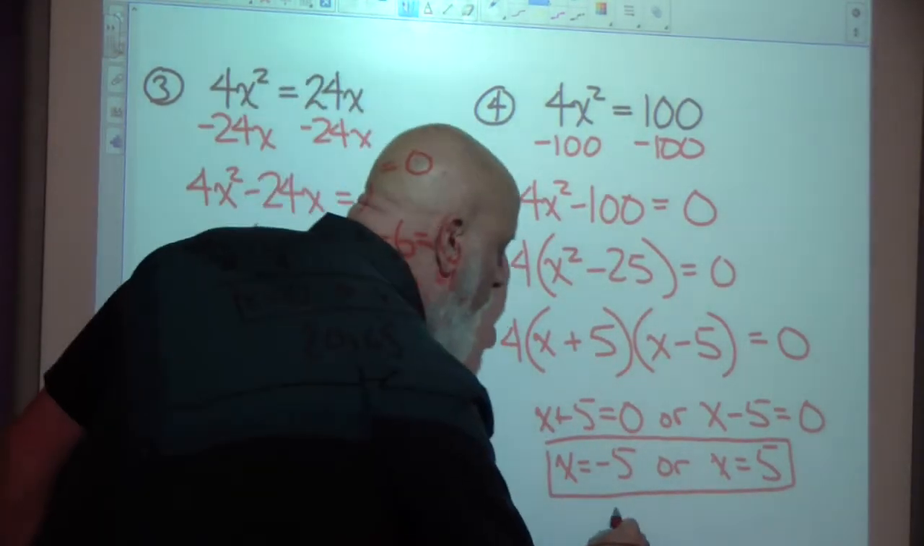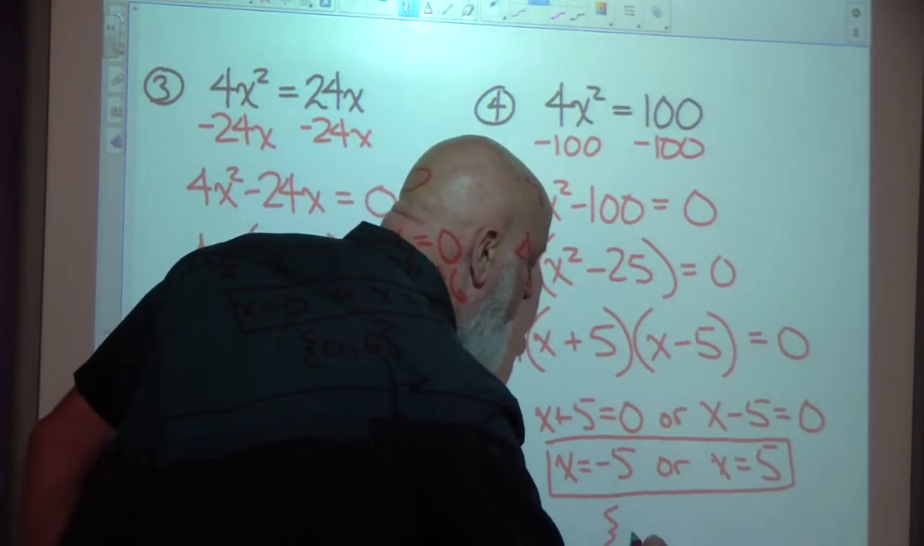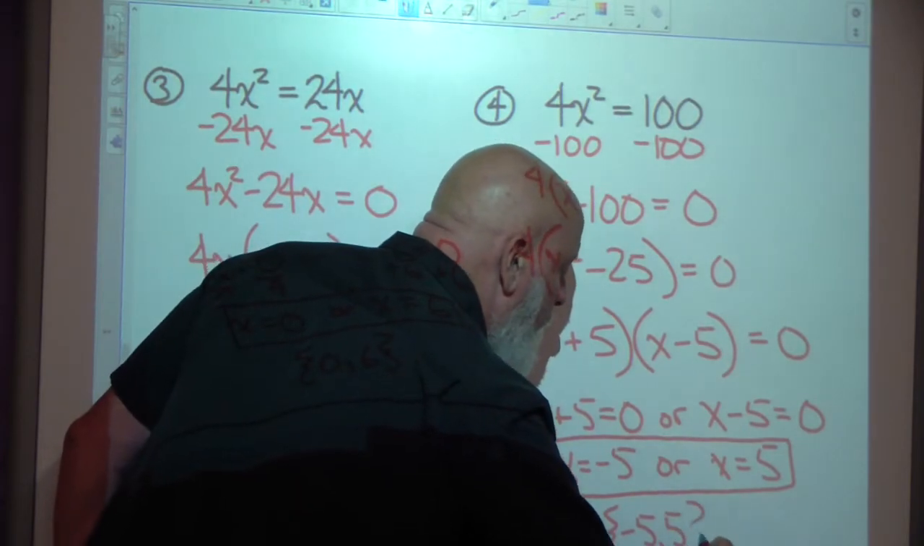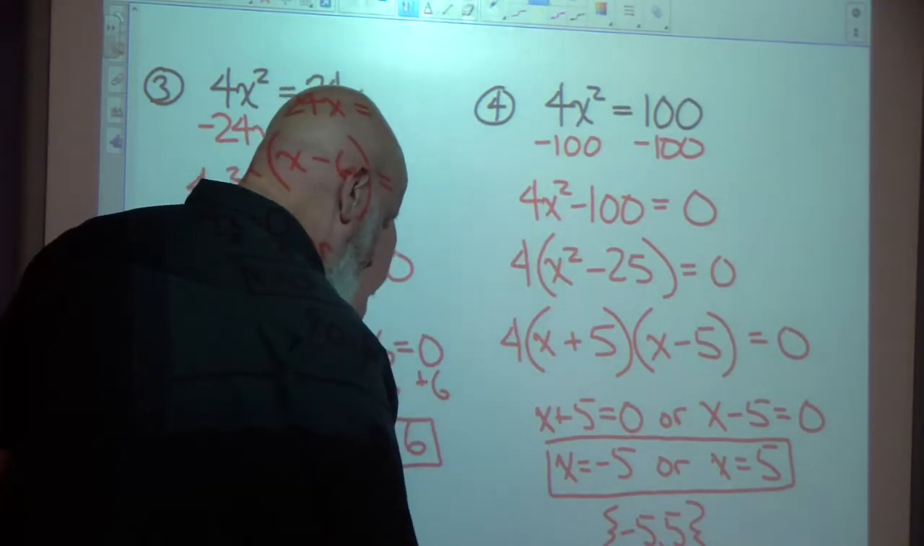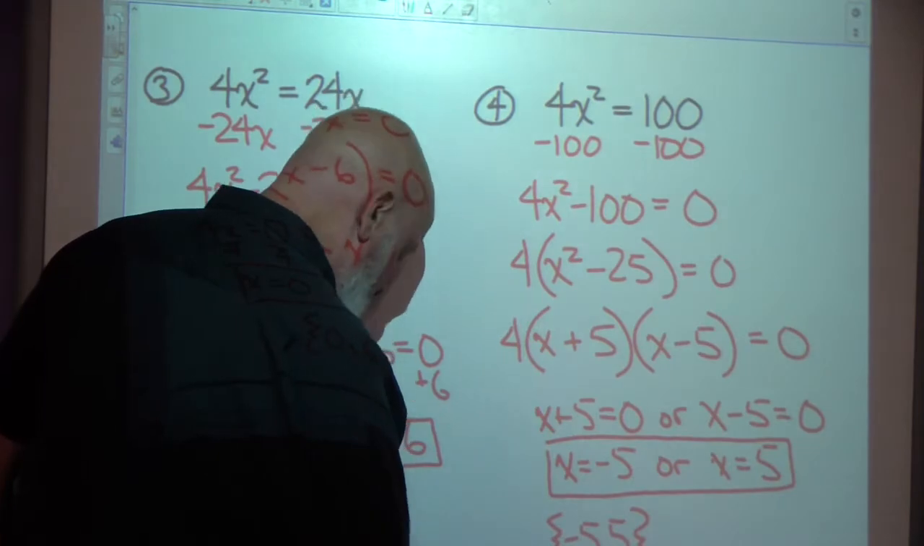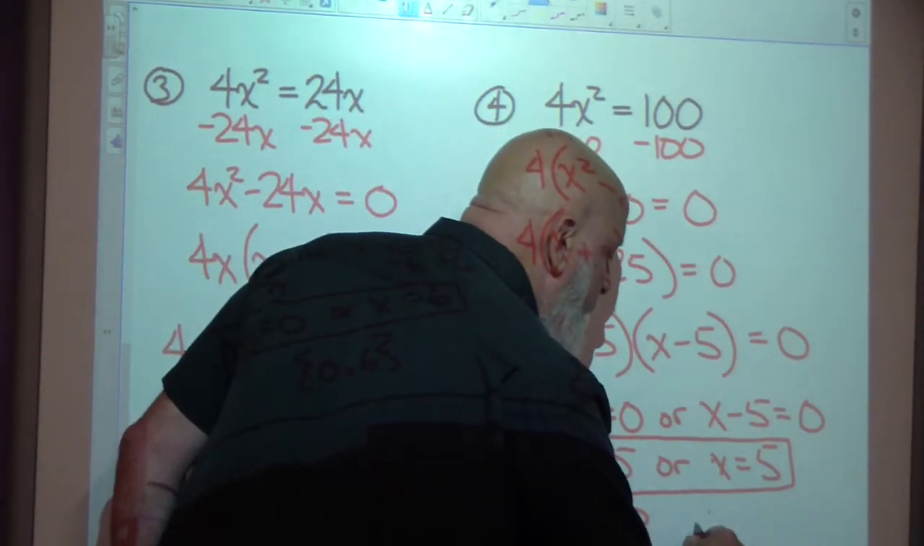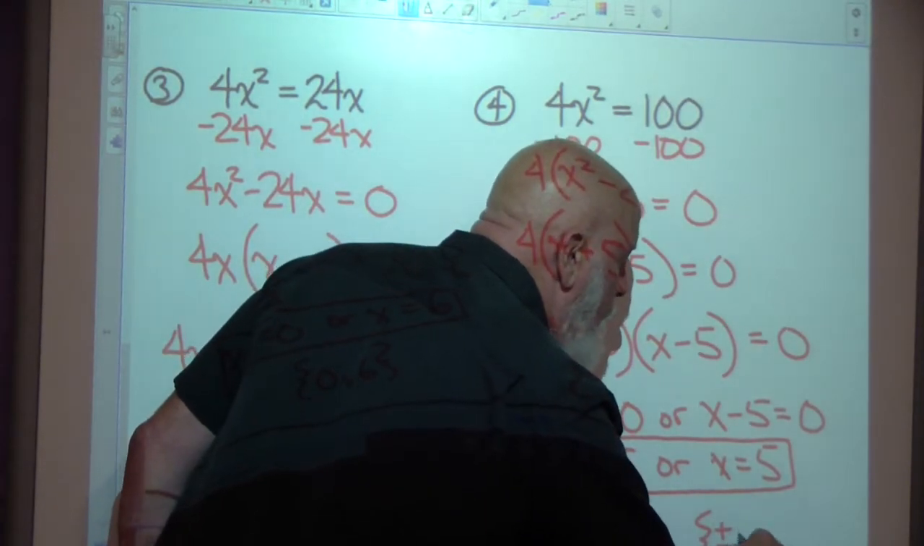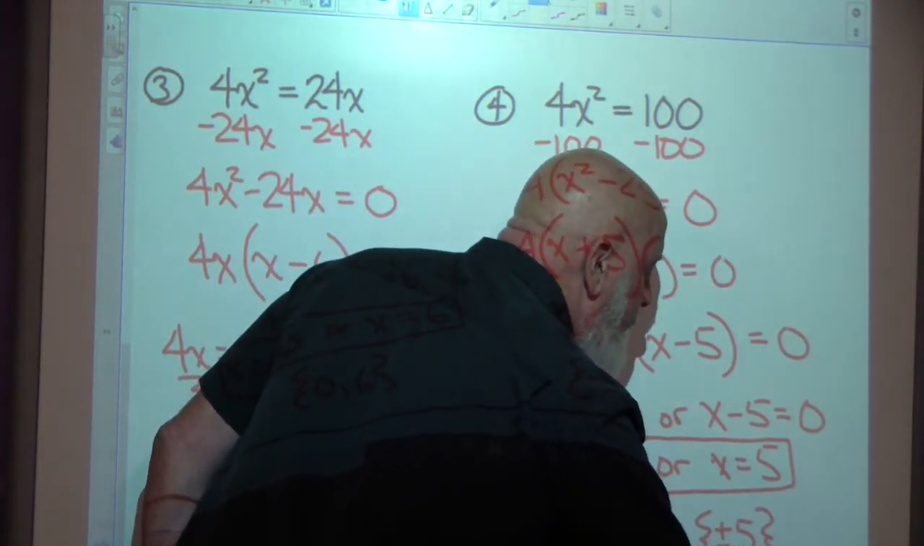Or you could write it like this. And you'll also see it like this. I'll show you one more way that it's often written. Since they're exact opposites, they'll often say the set whose members are positive or negative 5.